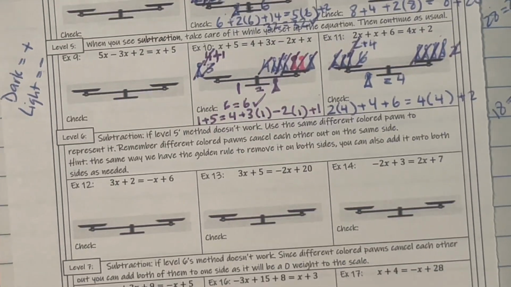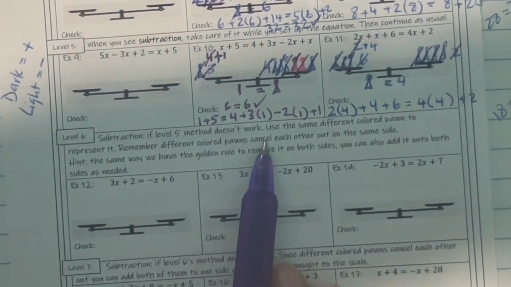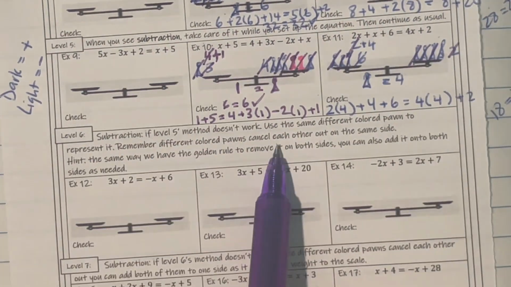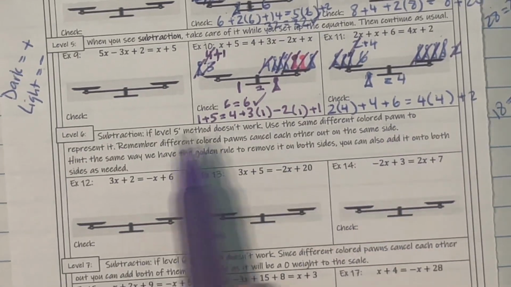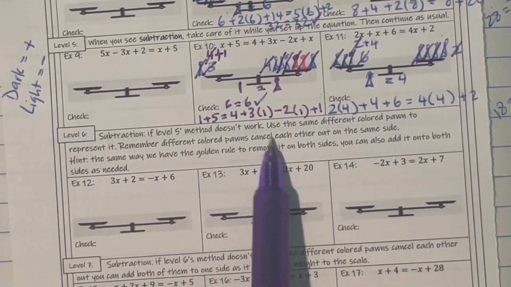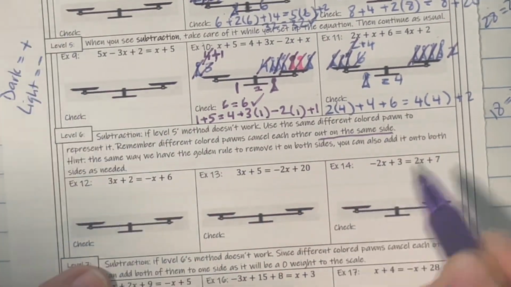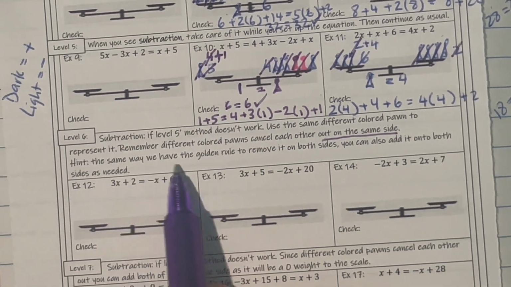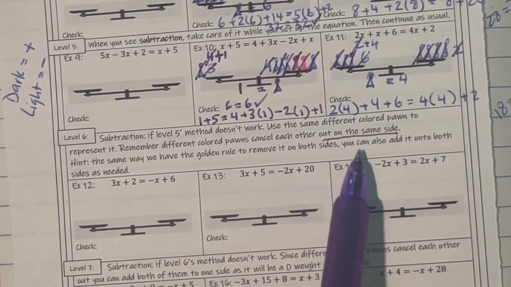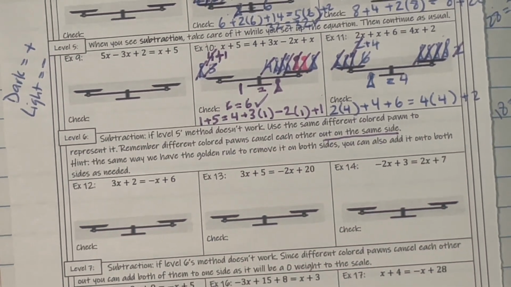All right, level 6, subtraction. If the level 5 method doesn't work, you're going to use a different colored pawn to represent it. Remember, different color pawns cancel each other out on the same side. So it's very important: different colors on the same side. Hint: the same way we have the golden rule to remove it from both sides, you can also add it to both sides as needed. And we're going to see how that works in just a second.